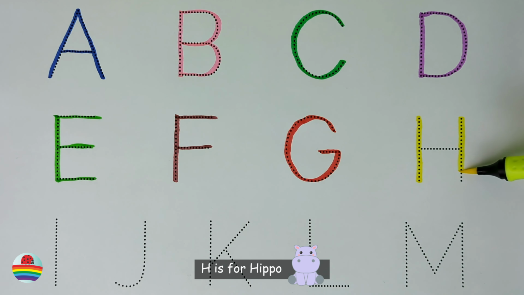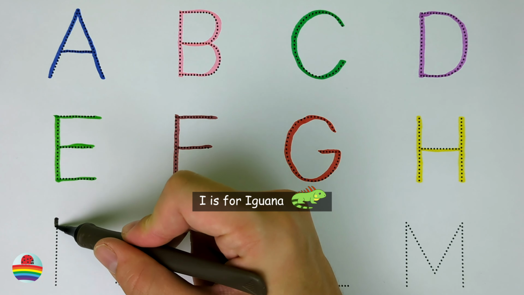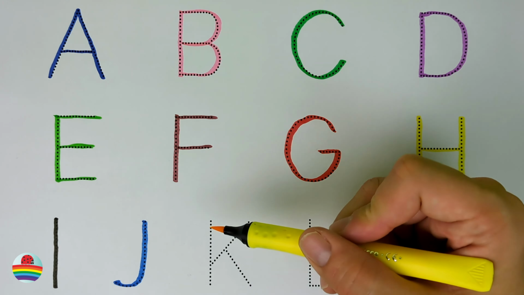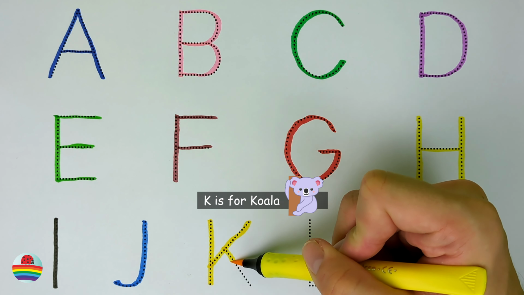H is for hippo. I is for iguana. J is for jellyfish. K is for koala.